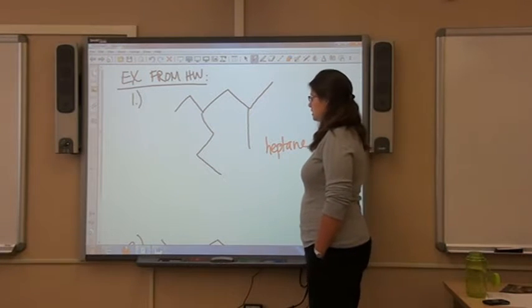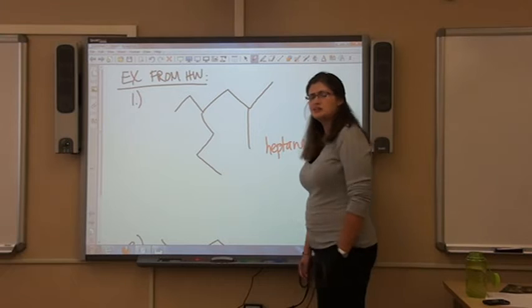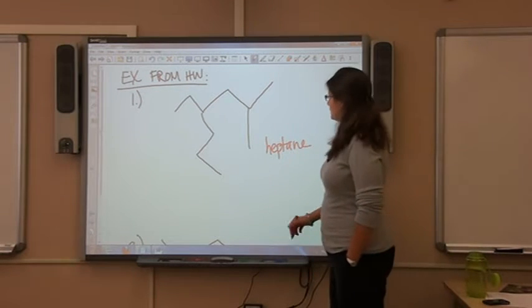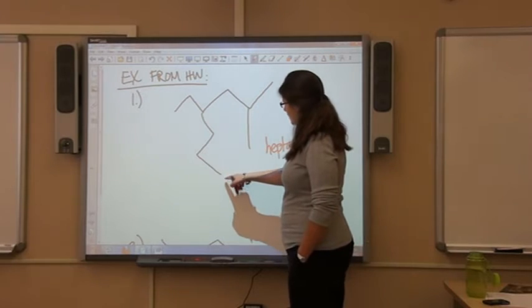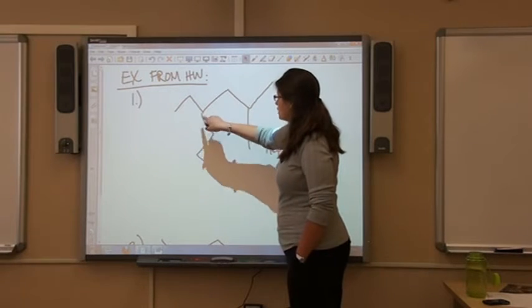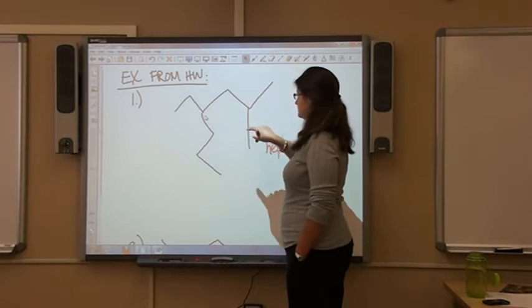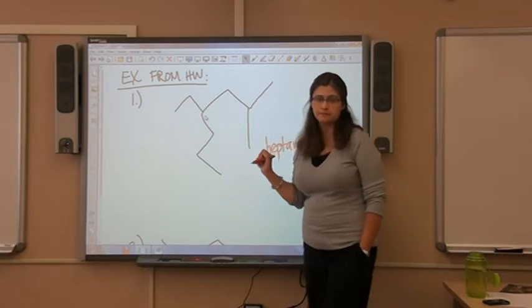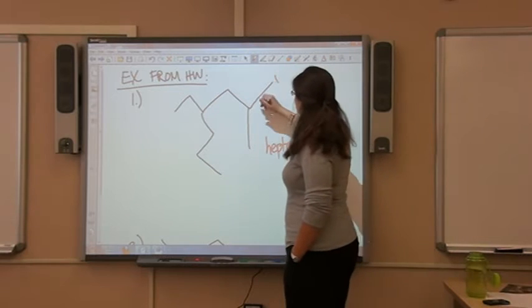Okay, then now step 2 is to number. And I want to number so that I have the lowest number for all of my substituents. If I start numbering here, I'll end up with 1, 2, 3, 4, and 6. But if I start numbering from the top here, I'll end up with 2 and 4. That's what we want to do.